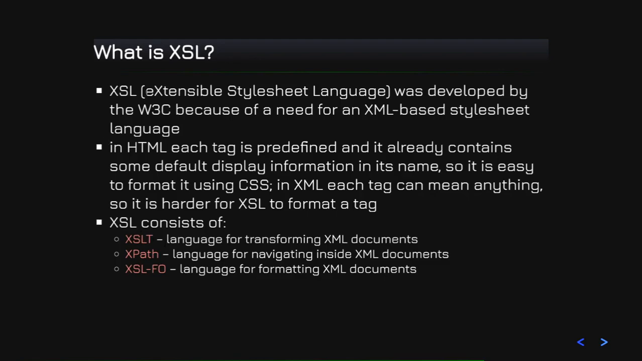Extensible style sheet language was developed by the W3C because there was a need of having an XML based style sheet for XML documents. In HTML, we have the predefined tags, although you have seen that we can also have user-defined tags. But for the predefined tags in HTML, we have predefined styles. The style is predefined by the browser. But in XML, since we don't have any predefined tags, all the style information should be specified by the developers, the users.